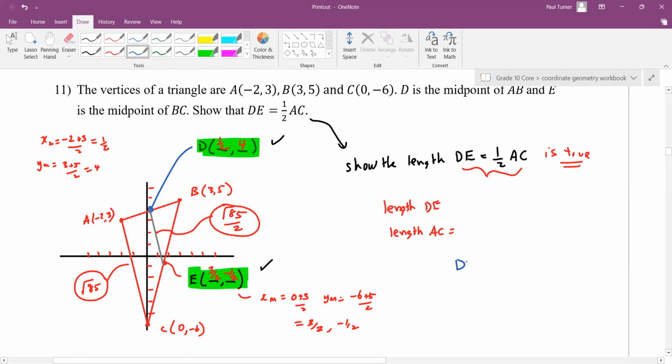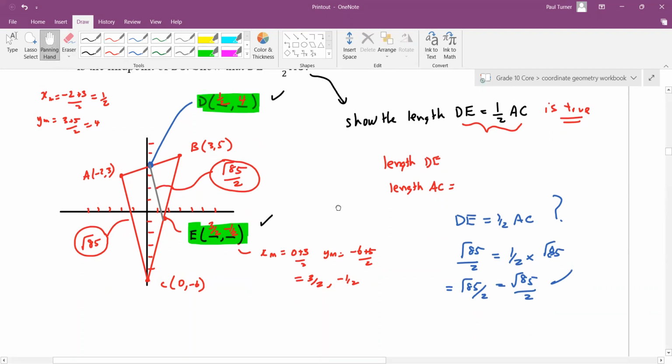So √85 on 2. So then what I would do, I would take my two lengths and put them into this formula here. So DE equals a half AC. Now this should be true. We want to check with our numbers. So DE is √85 on 2 equals a half times AC, and AC is √85. Well, obviously they're going to be equal, aren't they? You're going to have √85 on 2 is equal to √85 times a half, which is divided by 2, equal. So that's all you would need to do to show the answer there for that one.